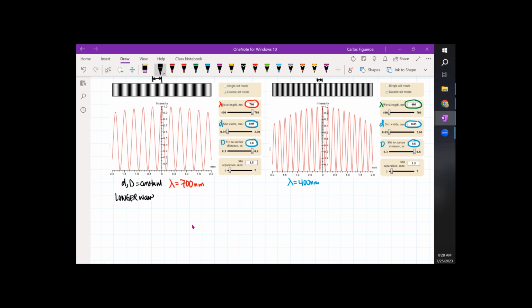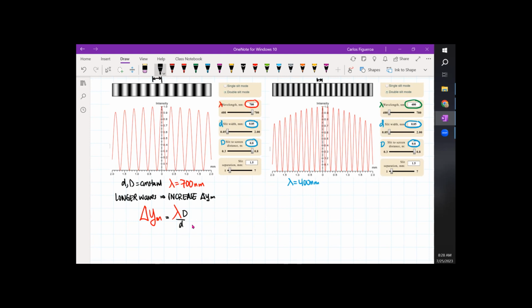Longer waves increase delta y of m. So in other words, in this case, I get a bigger fringe separation because the wavelength is longer while holding big D and little d fixed.